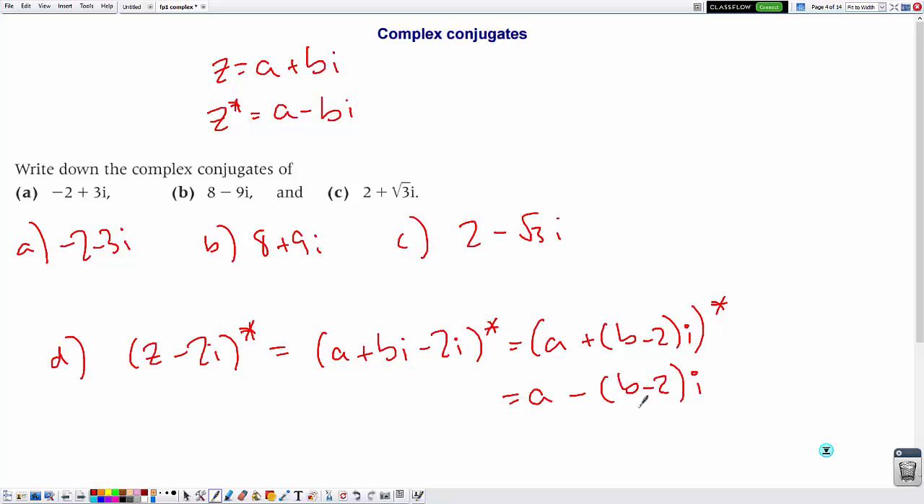Now you could multiply this out if you want to. You'd say it's minus bi plus 2i, but it's actually better to write it in this form.